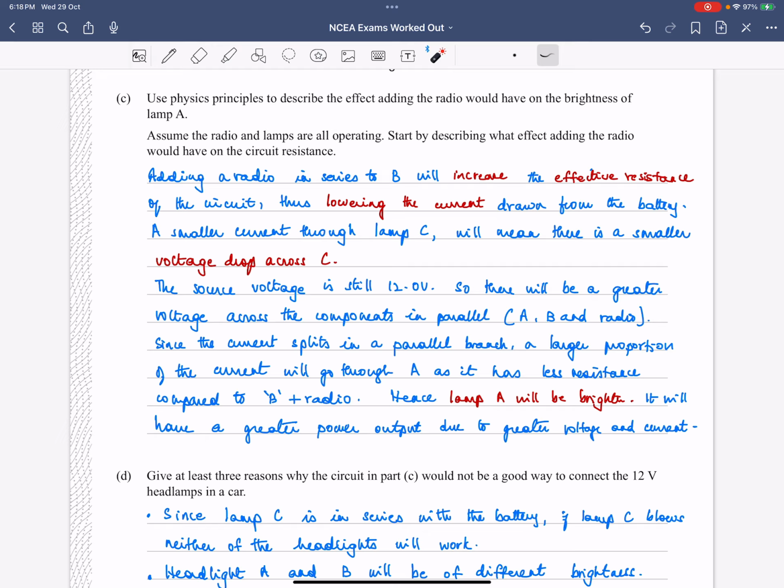The source voltage is still 12 volts. So there will be a greater voltage across the components in parallel, that is the A, B and the radio. Since the current splits in a parallel branch, a larger proportion of the current will go through A as that branch has less resistance compared to the B plus radio branch. Hence, lamp A will be brighter. It will have a greater power output due to greater voltage and current.